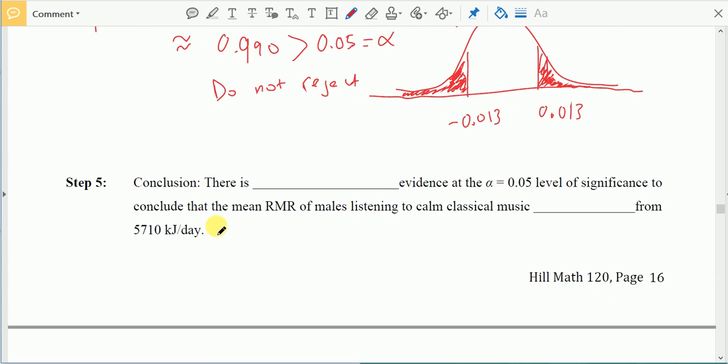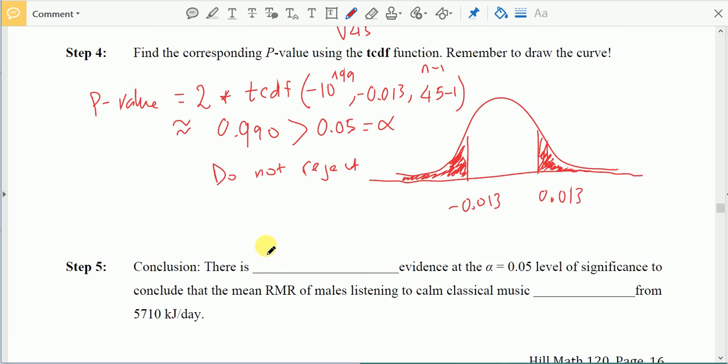Okay, so the conclusion: if we do not reject, that means there is not enough evidence. So there is insufficient evidence at the level alpha 0.05 to conclude that the mean of the males listening to calm classical music is different from that amount we originally had. So different.